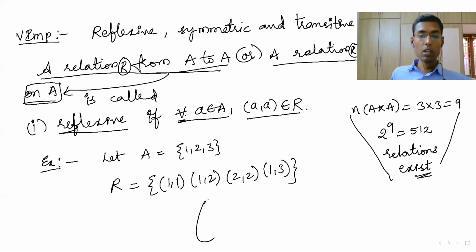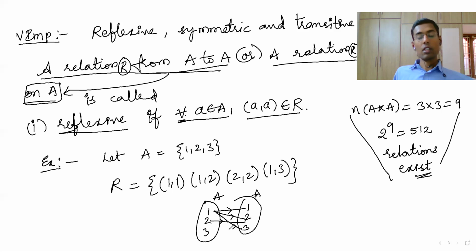See, if you want, you can write an arrow diagram like this. Only A, this is also A. 1 2 3, this is also 1 2 3. So 1 to 1, 1 to 2, 2 to 2, 1 to 3. Like this. This is a relation. Understand? This is one relation.